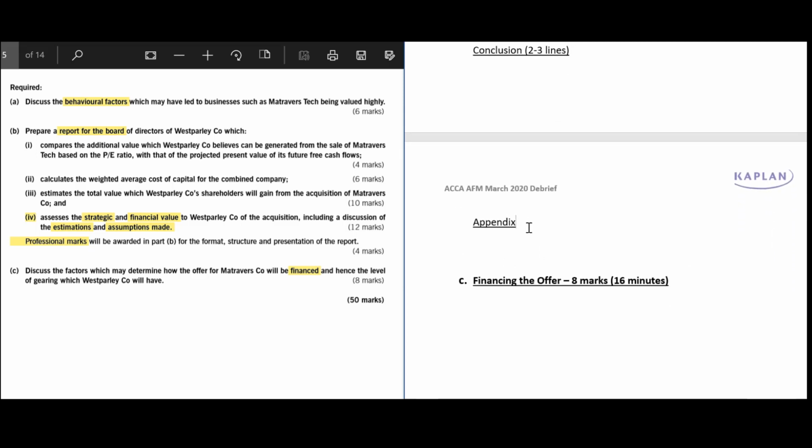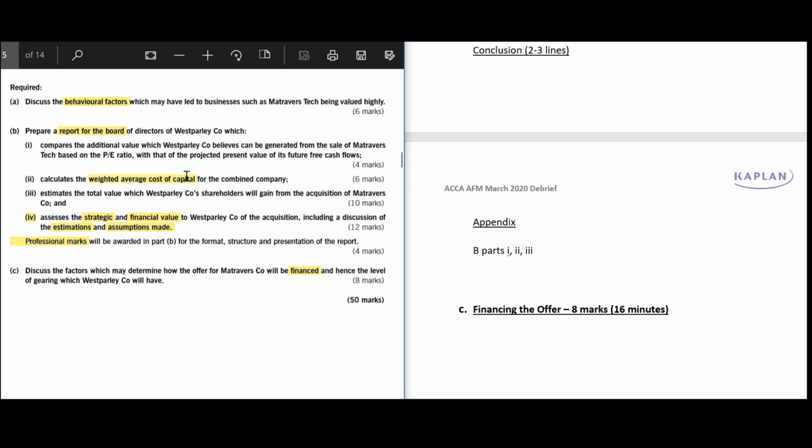Then the appendix, this is where the majority of the marks were coming in this question. So this is where you'll then put your B parts. So we'll have our B parts, parts I and II. So you put them into there. Again, you'd want to separate those out. So you had your 4 marks for the additional value, which I think most people did quite well on. You had your WACC there. Just make sure with that WACC, you might want to look over that and check that you're okay with your de-gearing and re-gearing.